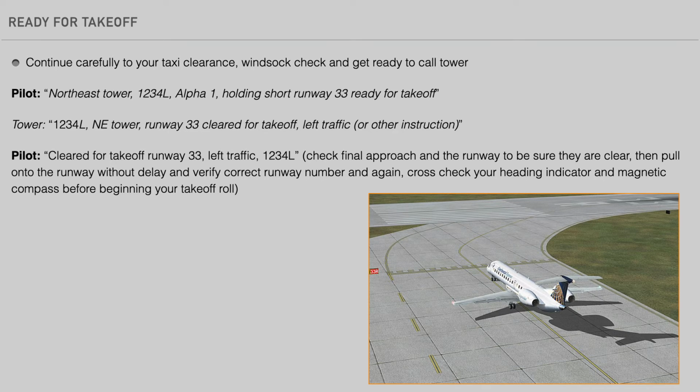"Northeast Tower, 1234 Lima, Alpha 1, holding short 33, ready for takeoff." "1234 Lima, Northeast Tower, runway 33, cleared for takeoff, left traffic." "Cleared for takeoff, runway 33, left traffic, 1234 Lima."